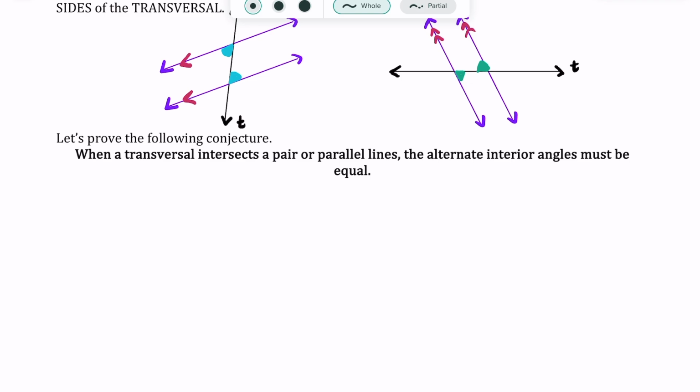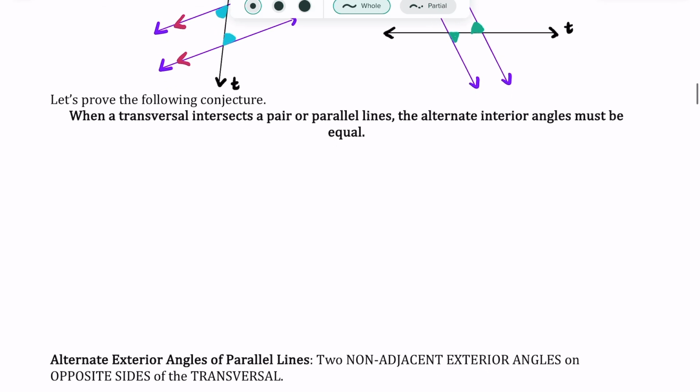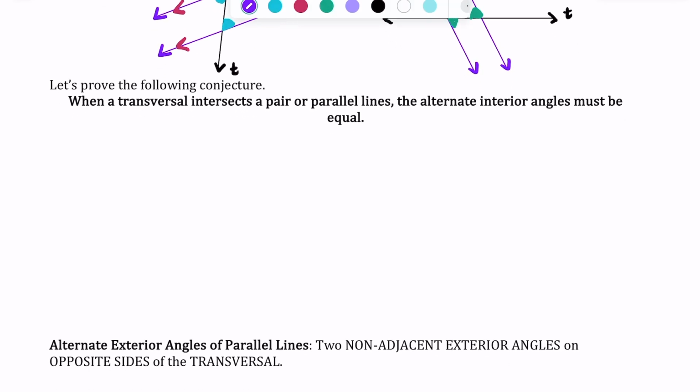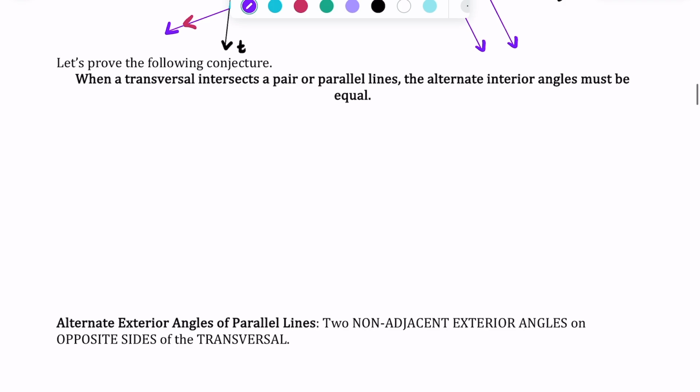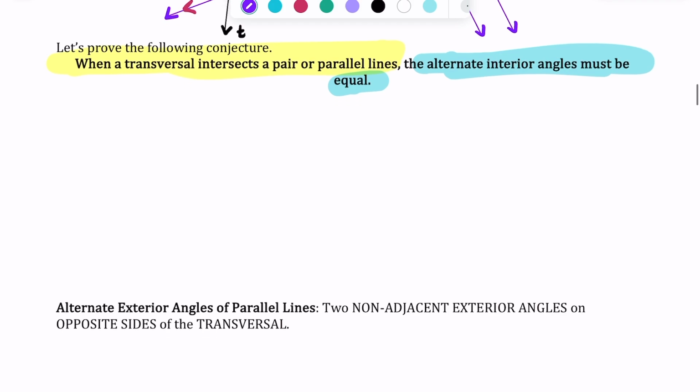So we are going to do our first proof. So we want to prove that when a transversal intersects a pair of parallel lines, the alternate angles must be equal. Which means this is the condition I need to start off with. This is what I want to prove. That yellow chunk, I need to introduce as part of my let statement. I need to have a transversal intersecting a pair of parallel lines. So we are going to do that.